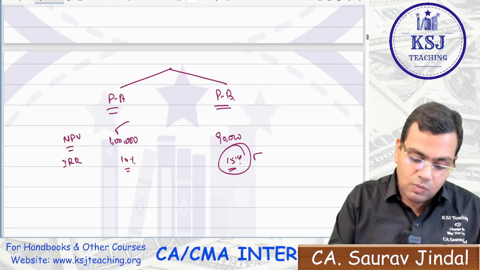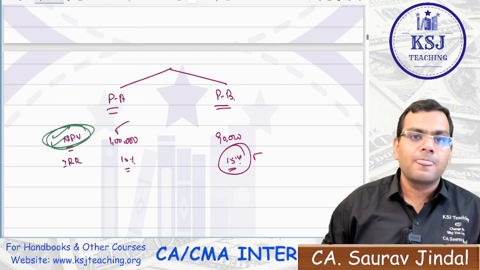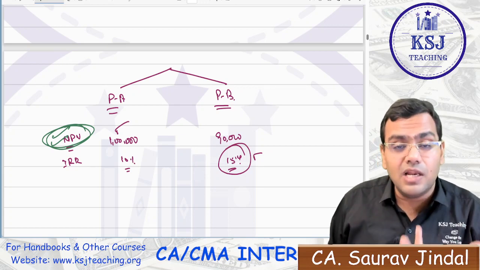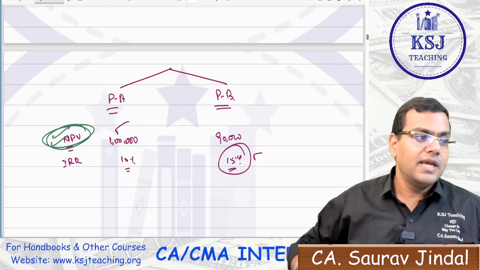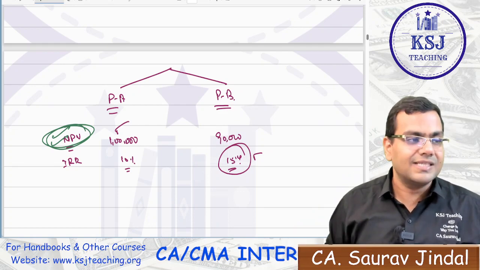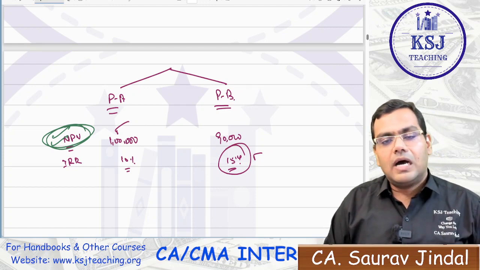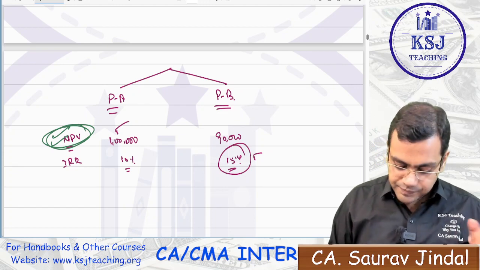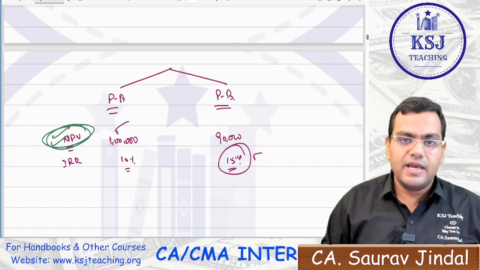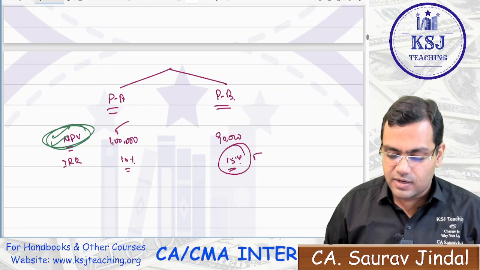In this case, you will always have to prefer as per the NPV, because NPV gives you the interpretation in absolute terms, not in percentage terms. NPV gives you the absolute benefit that you are going to get from a project. That is why NPV is considered superior to IRR. Clear? Another important point that was required. So with this, the investment decisions or capital budgeting is over.